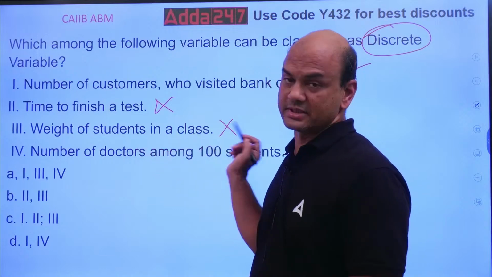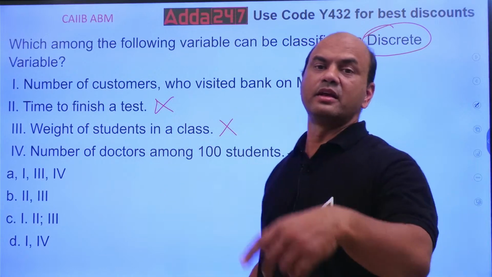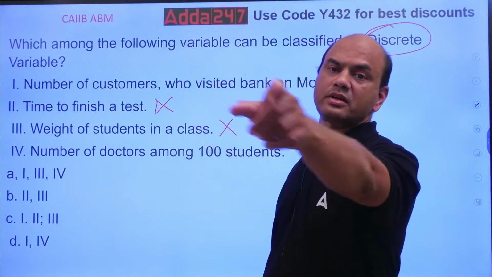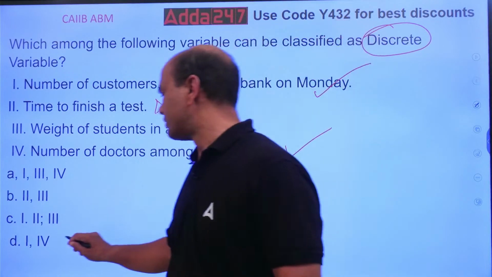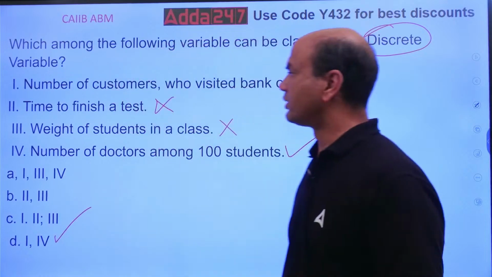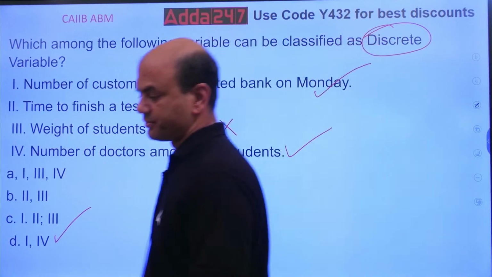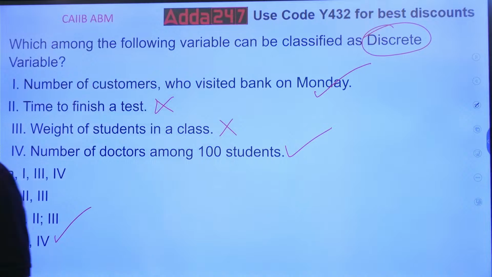Number of doctors. Yes, I can say 100 students are there. I can say, this is a doctor, this is a doctor, this is a doctor. 1 and 4. Okay, 1 and 4. Correct? Discrete. Got it?